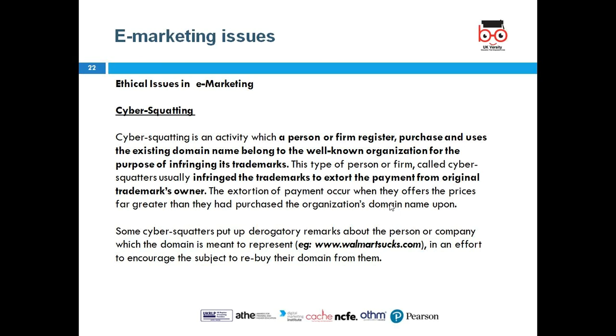And then another is cyber squatting. Cyber squatting is what hackers or competitors do. They try to buy similar domains and try to steal your actual customers.